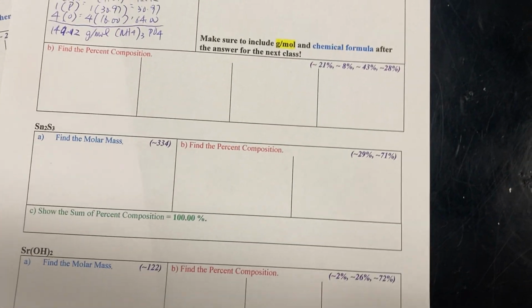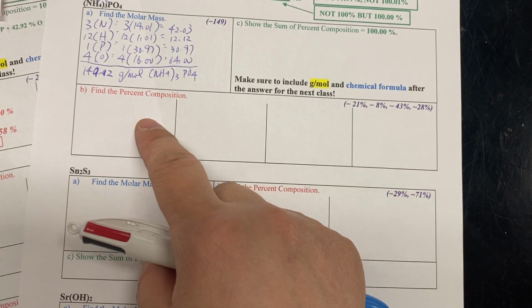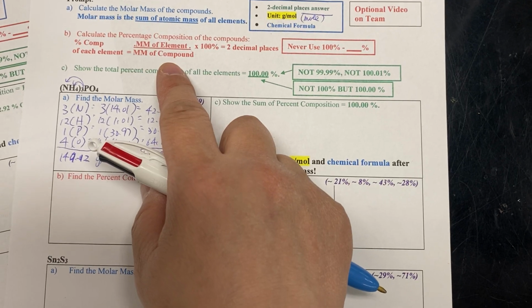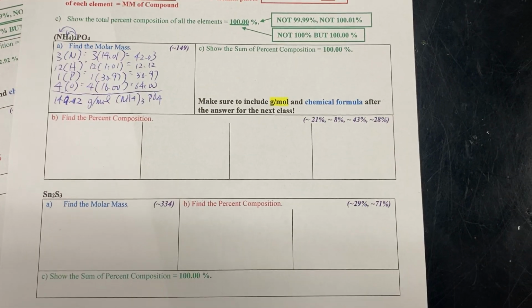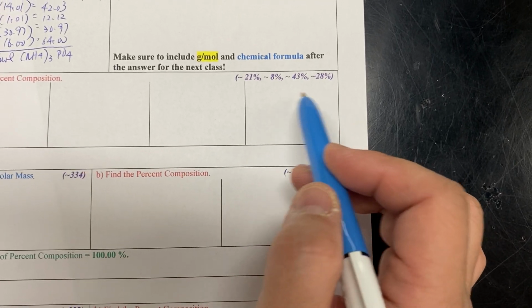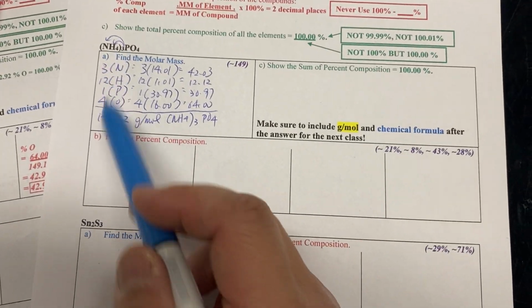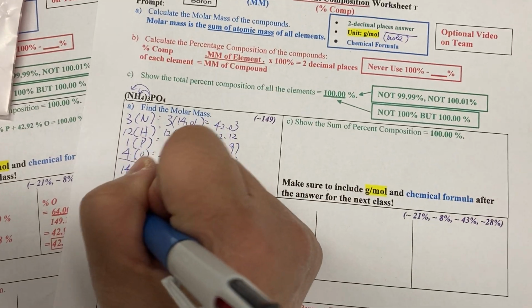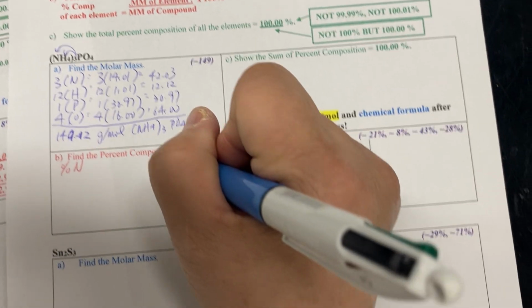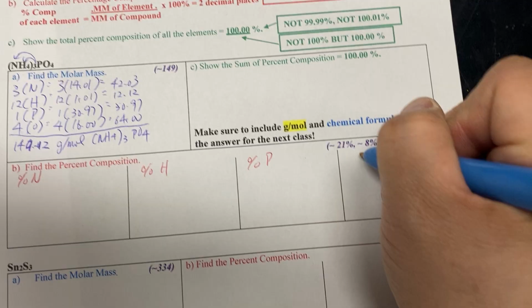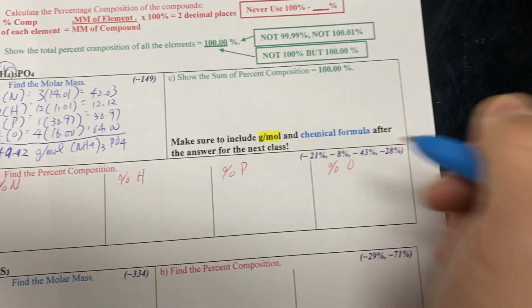And then part B, we come to the red area, you have to find a percentage. You take the molar mass of each element divided by the compound, times 100, and round to two places. I give you reference answers, but they're not in order, so I'm going to show you how to do that. We have 4 elements, so I'm going to write down percent of N, percent of H, percent of P, and then percent of O.